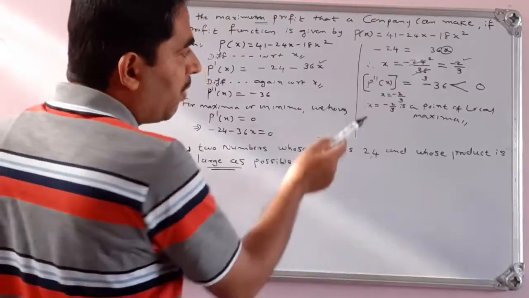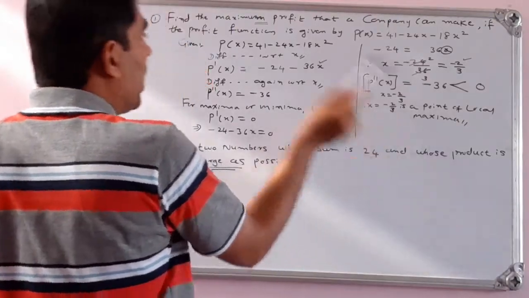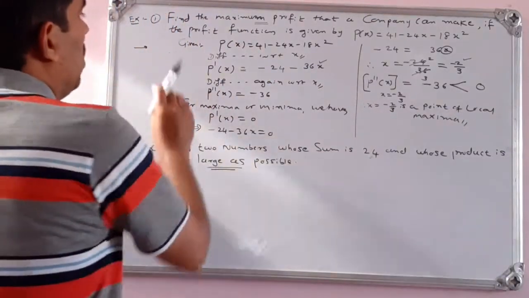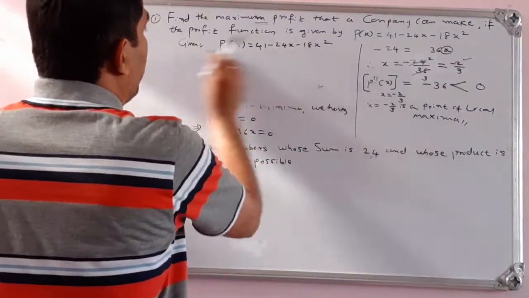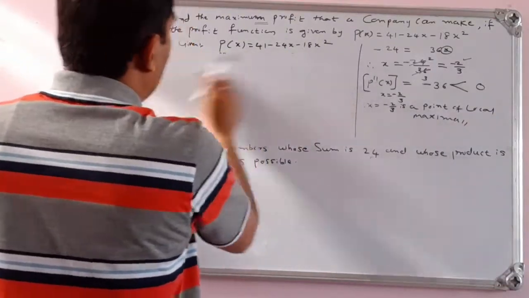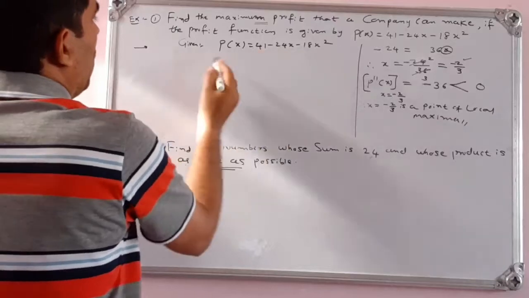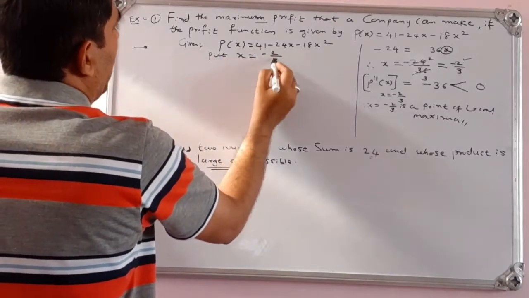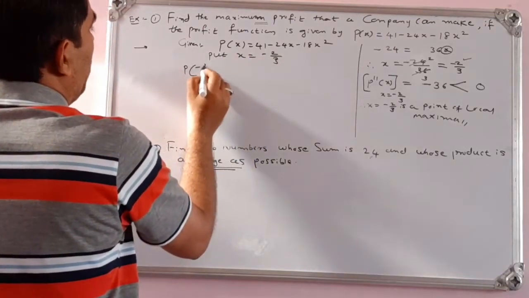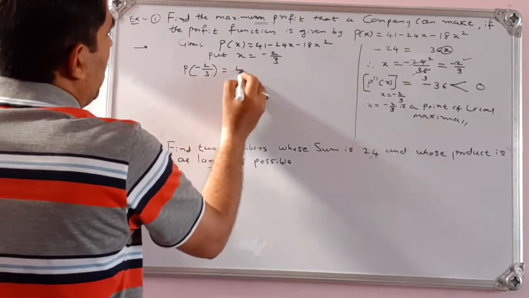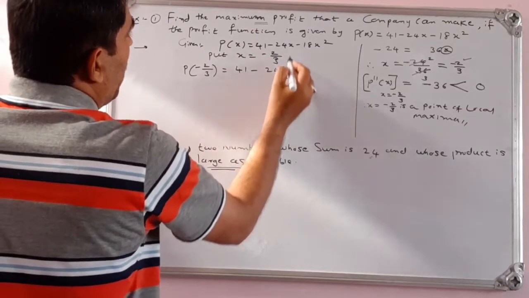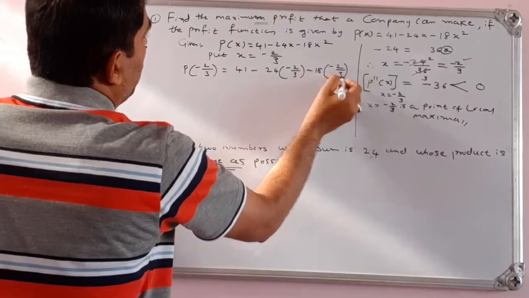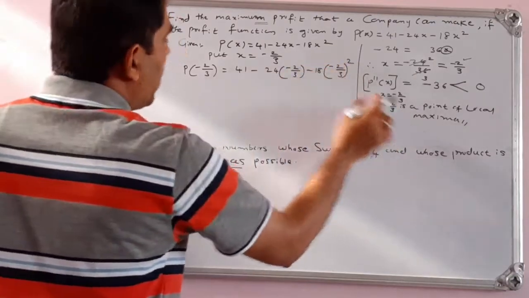So how can we get the maximum profit? I have to substitute x is equal to minus 2 by 3 in the function to get the maximum profit. So let us continue this. Put x is equal to minus 2 by 3. So then I will get what? P of minus 2 by 3, that is maximum profit. So 41 minus 24 into minus 2 by 3 minus 18 into minus 2 by 3 whole square. So substitute x is equal to minus 2 by 3.